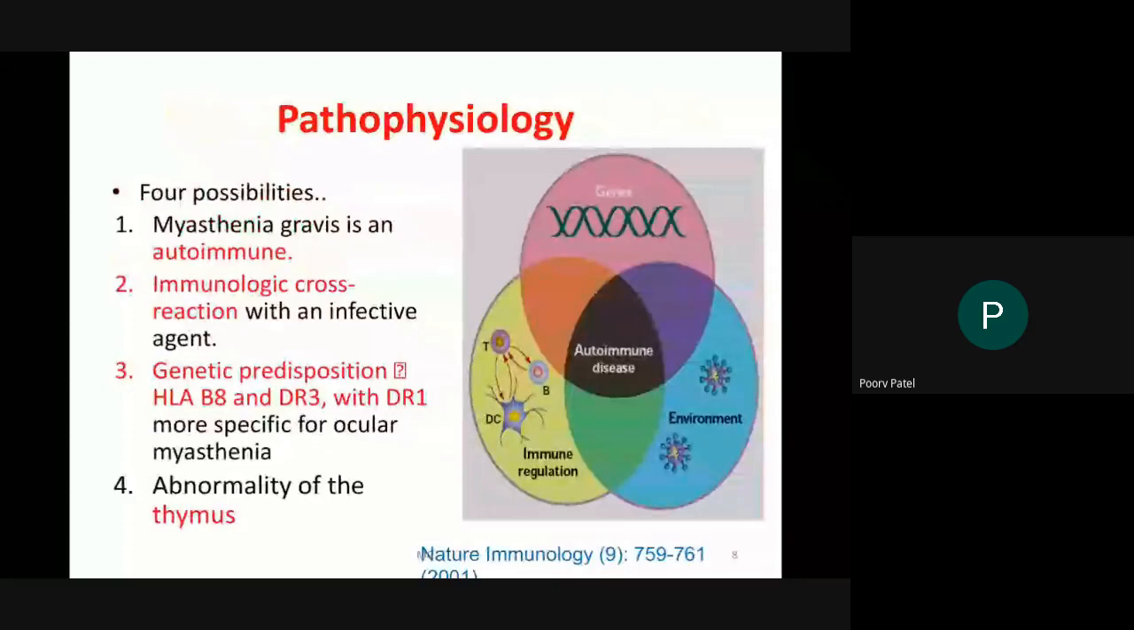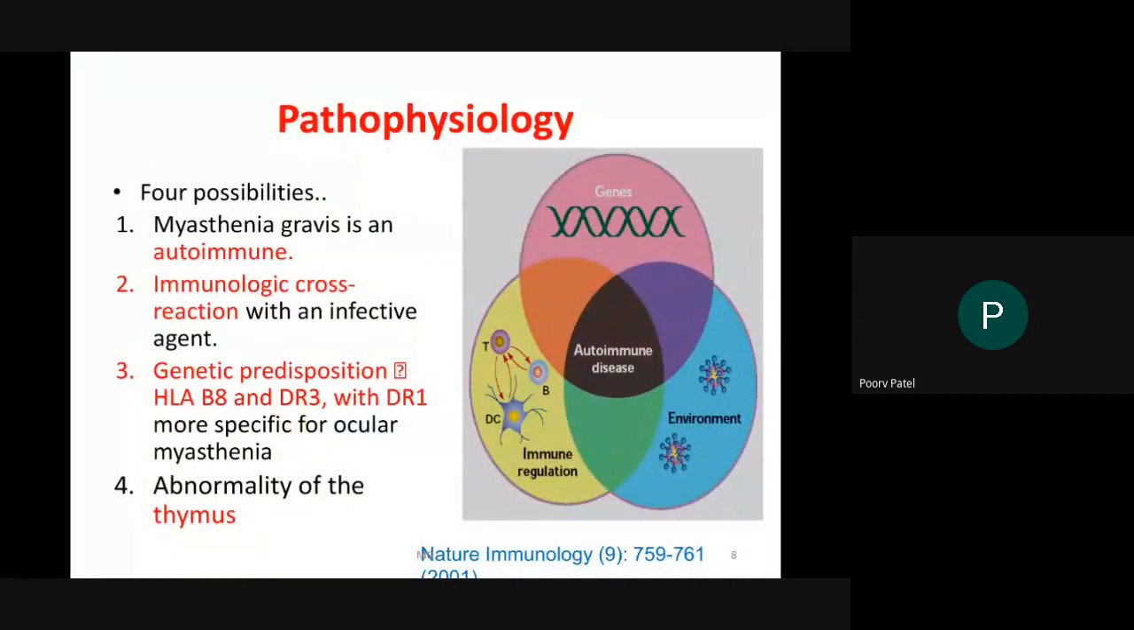There are four possibilities, or four theories, which can explain the pathophysiology behind myasthenia gravis. The first and most important is autoimmune. That is widely accepted. It is an autoimmune disease through which this will progress, and later on it can even lead to death if respiratory muscles are involved.